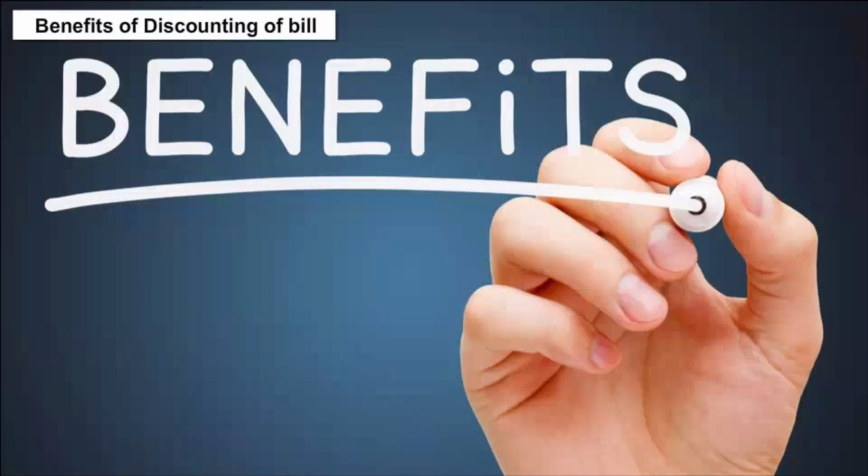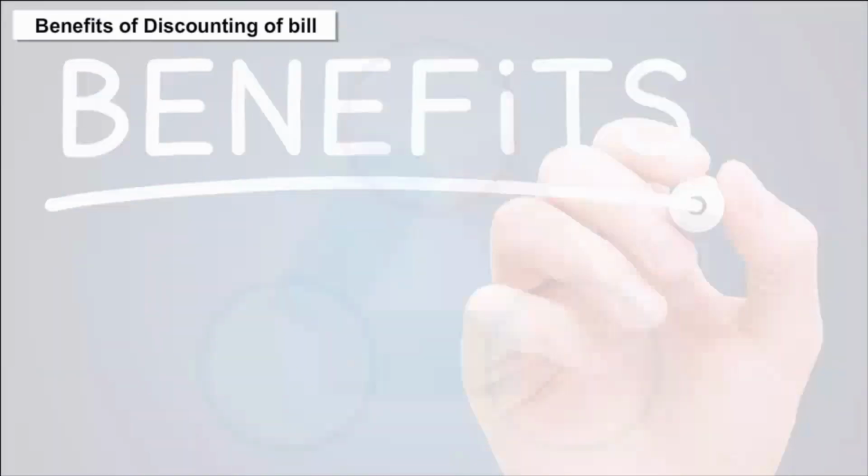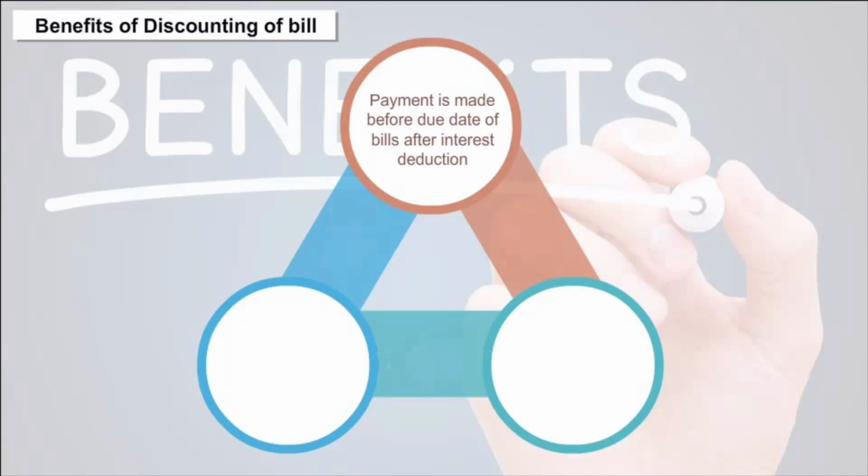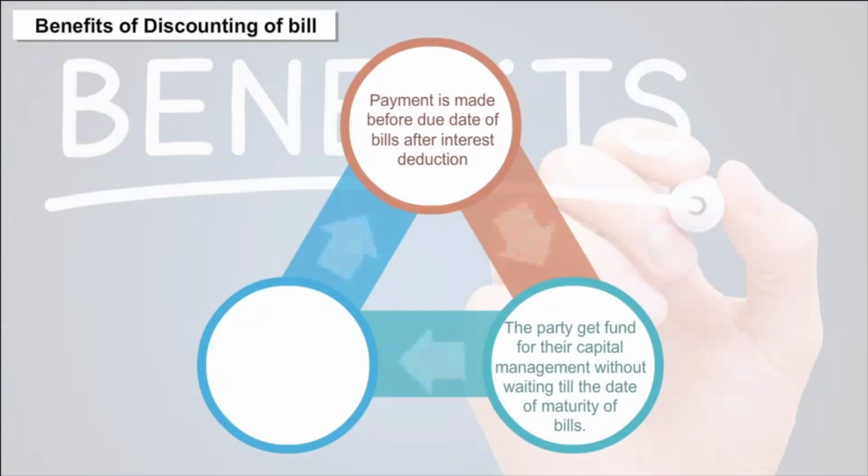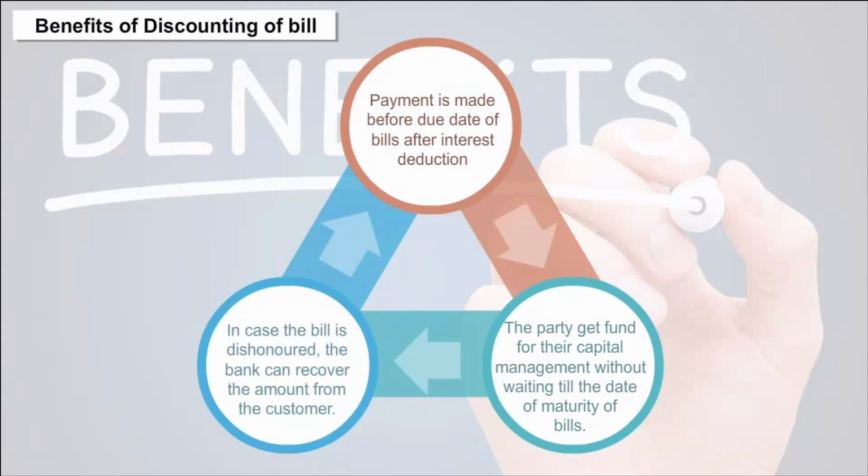Benefits of discounting of bill. Payment is made before the due date of the bills after interest deduction. The party gets funds for capital management without waiting till the date of maturity of the bills. In case the bill is dishonored, the bank can recover the amount from the customer.